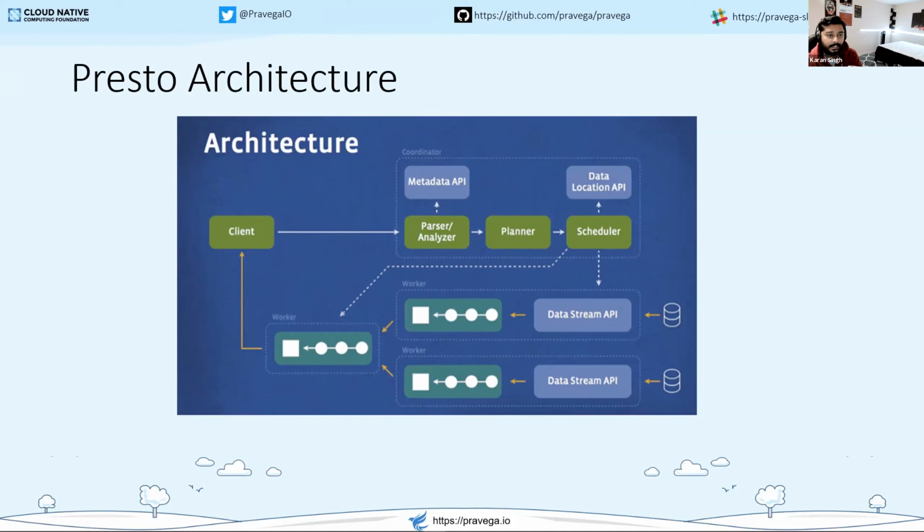The workers can scale out from any number from 1 to X, depending on the amount of data that we're trying to process and depending on the workload that we have. The coordinator of Presto refers to metadata APIs in order to parse and analyze the queries, and then uses certain data location APIs provided by the Presto code base to schedule the queries and pass it on to workers, so that eventually workers can work on the queries and return results back to the client. So this is the high-level architecture of Presto.